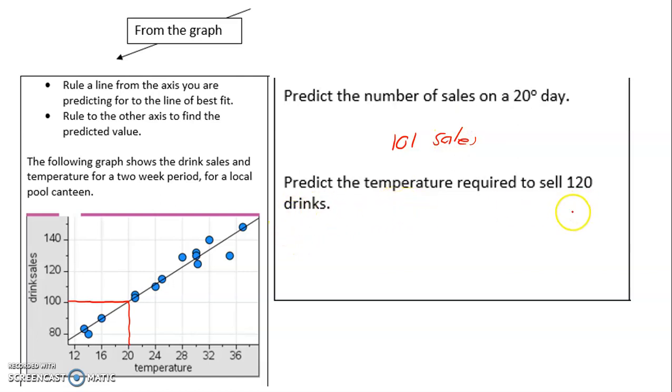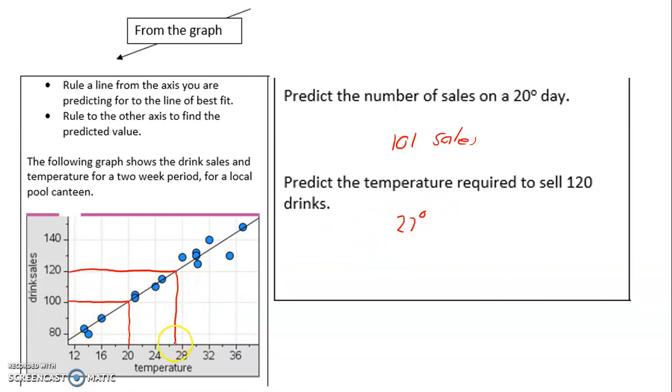Predict the temperature required to sell 120 drinks. So drink sales is here, 120 is on this line. So again, we get out a ruler, and that's not what I want to do. Get out a ruler and go across. That's a long way off a straight line, but you can see the line I'm trying to keep to. From here, then go down until you meet your thing. If that's 24, that's 26. We're going to say 27 degrees is our thing from our graph.